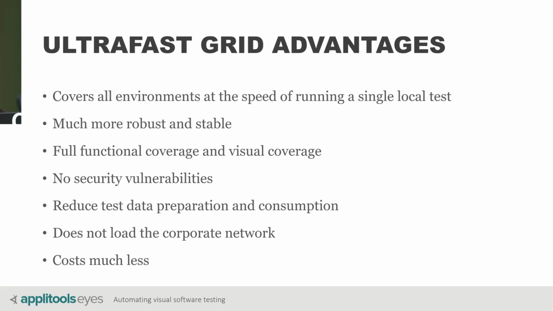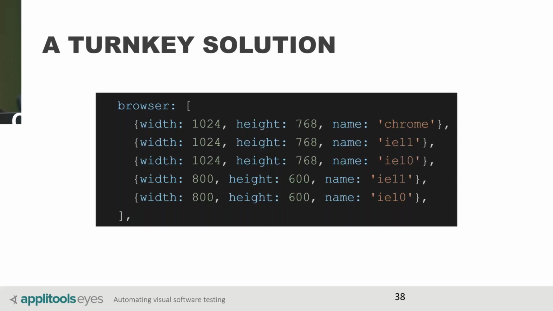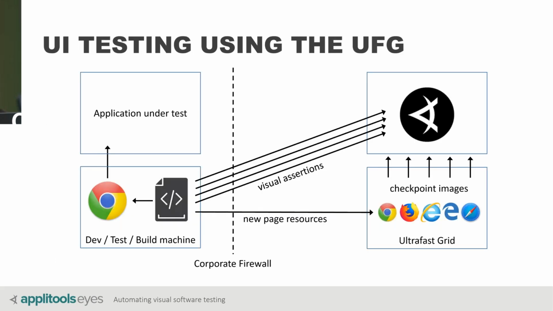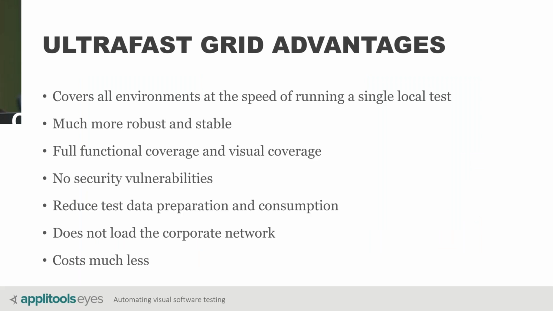It covers all the environments at the speed of running a single local test. It is much more robust and stable because you're not running the test 20 times, almost no data is being passed over the network, and the interaction with the browser is still local and reliable. You get the full functional and visual coverage, as I mentioned before, with Visual AI. There are no security vulnerabilities. It is not required for the ICE server to have access into the corporate firewall to gain access to the application and the test. It also reduces test data preparation and consumption.